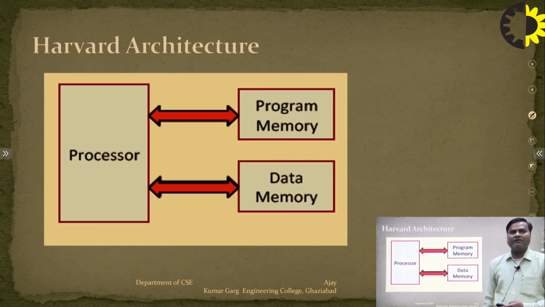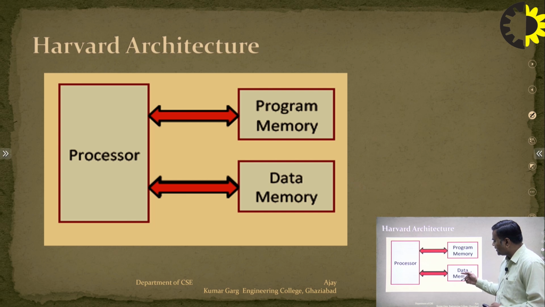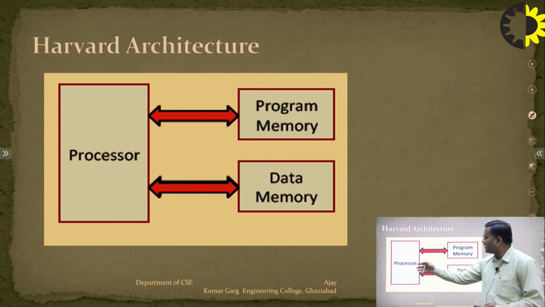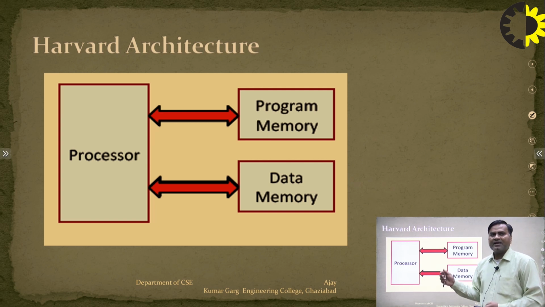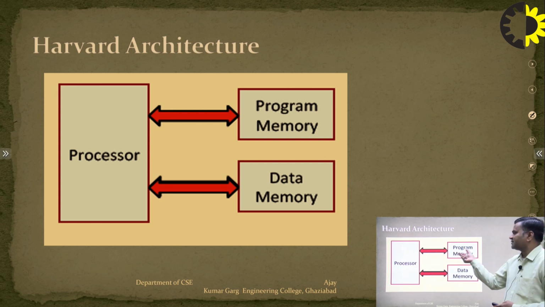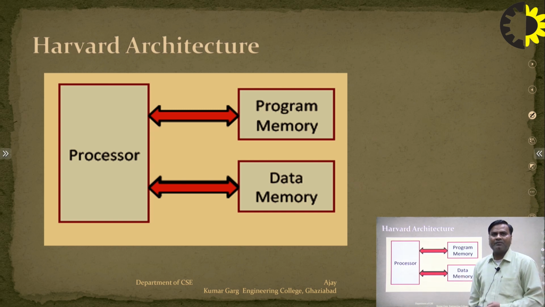This is the architecture of Harvard, in which we can see that there is a processor, and for instructions there is a separate memory called program memory, and there is another memory called data memory, in which data can reside. Here we can see that the processor is connected to the program memory with one bus and to the data memory with a different bus. In this scenario, the processor can simultaneously access the instruction from the program memory and data from the data memory. This is the architecture of Harvard.